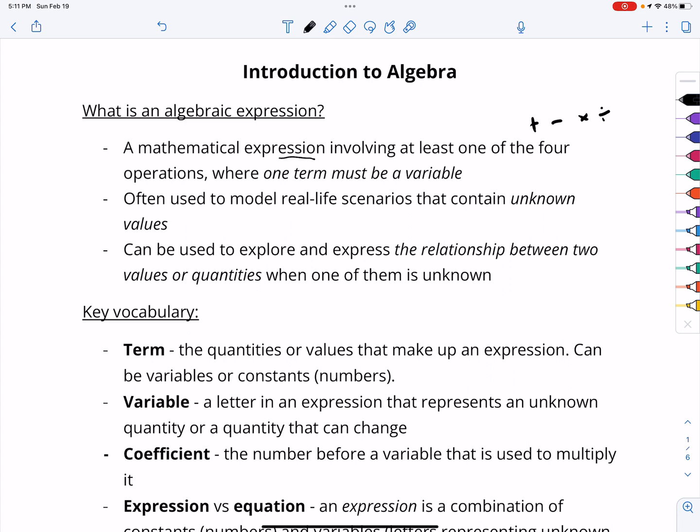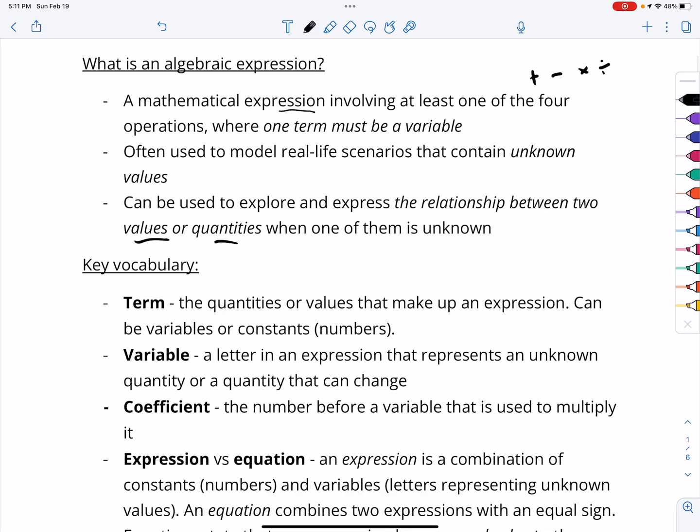And algebraic expressions can be used to explore and express the relationship between two values and quantities, especially when one of them is unknown. So you might be wondering, there's a couple words in there. Term is something that we're going to be talking a lot about. It's the quantities or values that make up an expression. So even in something as simple as 4 plus 4, these are both terms, but this would not be considered an algebraic expression because we have numbers as both of our terms.